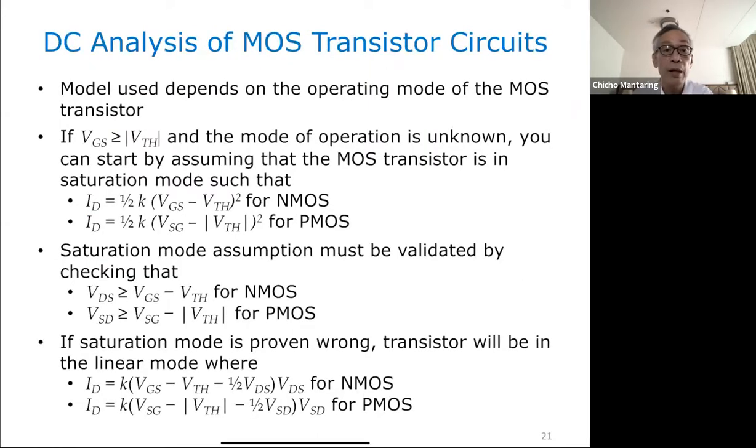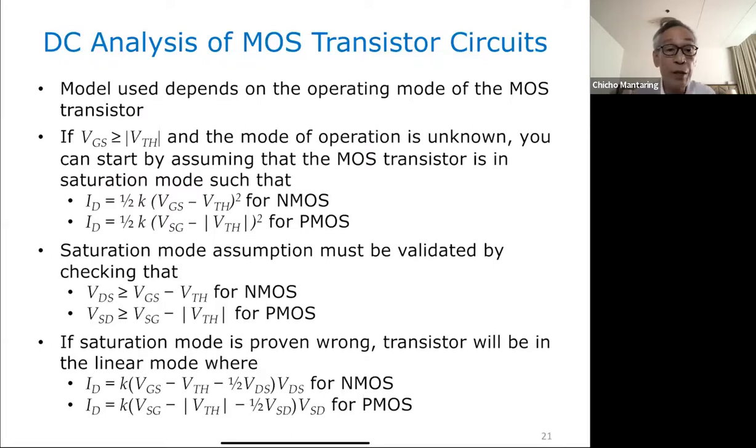Okay, so how do we analyze MOS transistor circuits? You're going to see that there's a parallel to analyzing BJT circuits when you analyze MOS transistor circuits. We described 3 models: cutoff, linear, and saturation. The model that you use depends on the mode. Same thing with BJTs. It can be cutoff, it can be in saturation, or it can be in active mode.